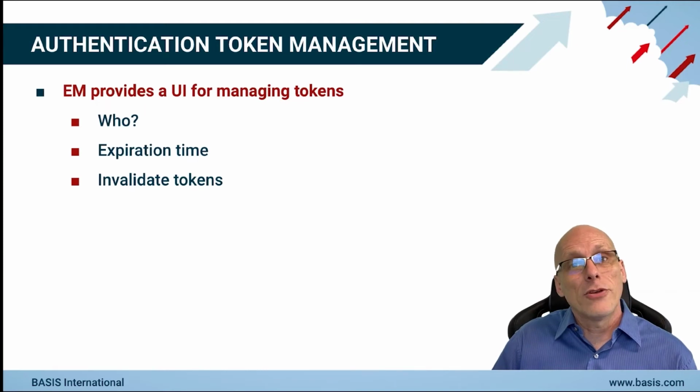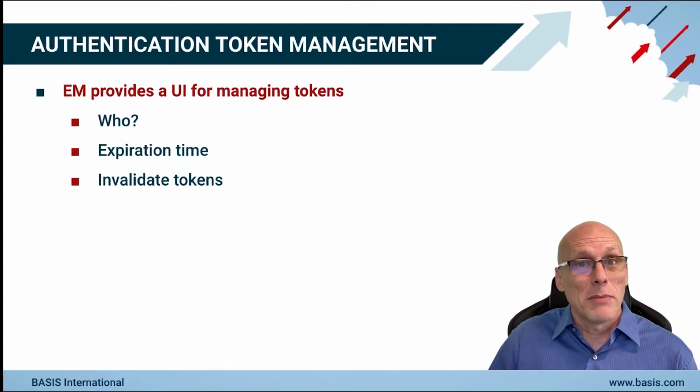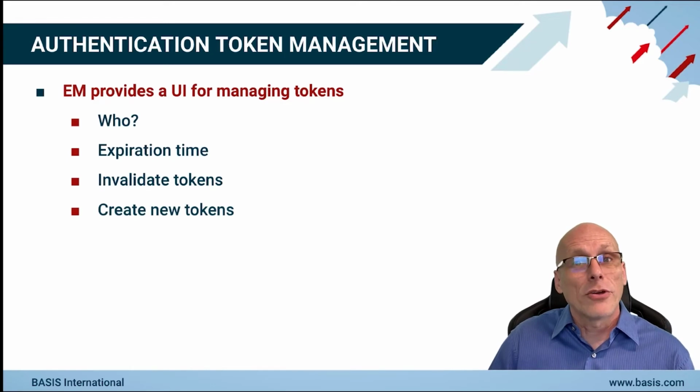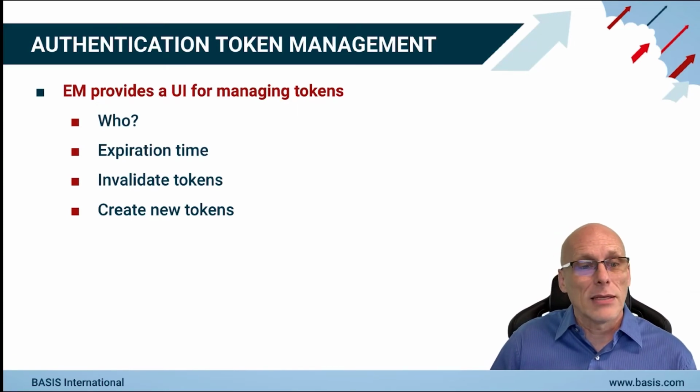So not only can you specify an expiration date and time, but you can also go in and explicitly invalidate a token and say this token is no longer accepted by this BBjServices installation. You can also use the interface to create new tokens rather than needing to go through the Admin API directly.